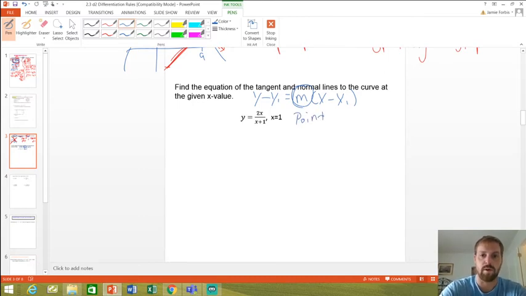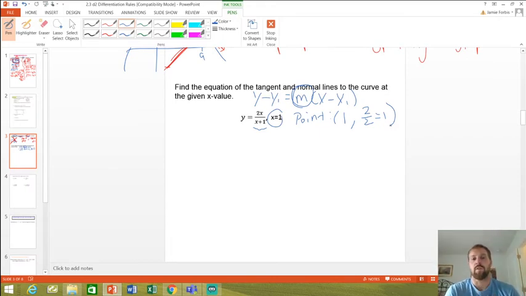The point is the easiest part since they both share the same point. The x value is given to be 1, and the y value is just going to come from plugging it in here. That's going to be 2 over 2, which equals 1. Okay, so there's my point.